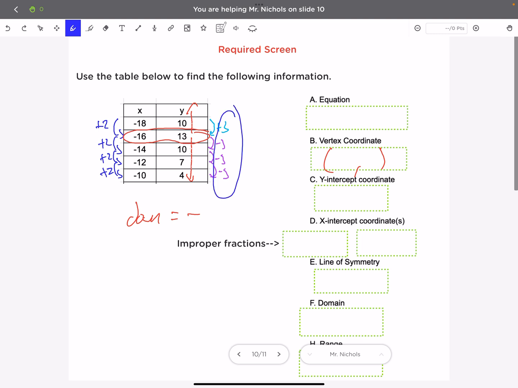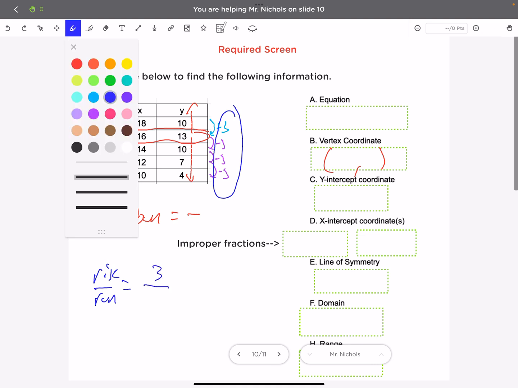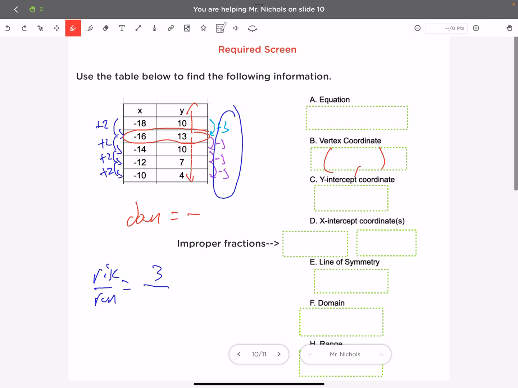That means our y values, remember, rise over run, which is our y's over our x's. So our rise in this case is 3, and then our run is 2. So it would be 3 over 2. So this is the equivalent of our slope. So in this case, we have a fractional slope.